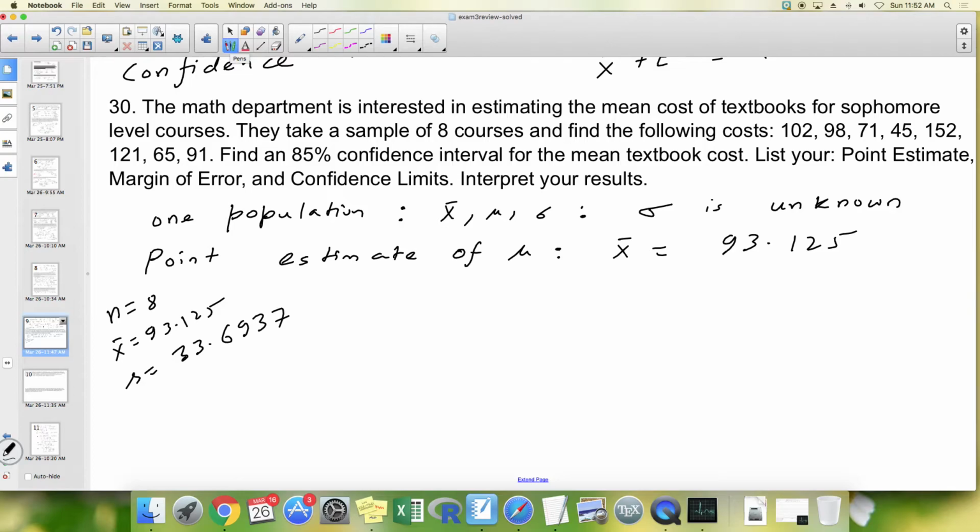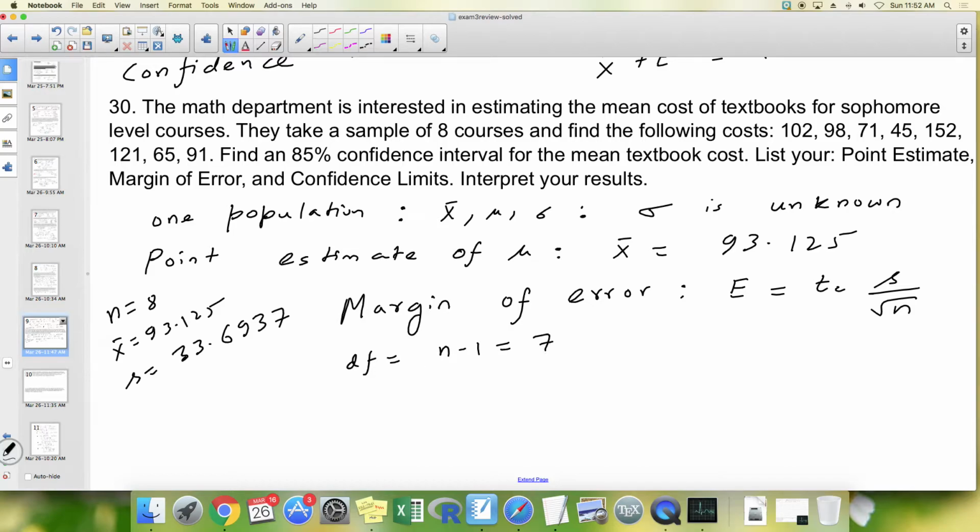This will be helpful for us in the next problem, where it asks what's the margin of error, which is E, which is TC times S by square root of N. So S and N we both know, but we have to find TC. To find TC, the degrees of freedom is N minus 1, so that's 7. And C is given as 85%, so 0.85.